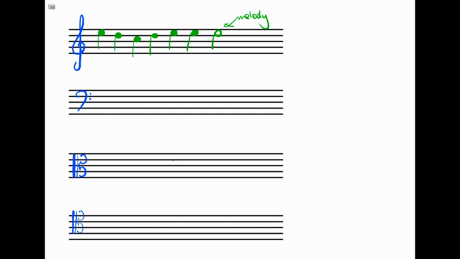Now we will add a harmony. A harmony accompanies a melody usually in a complementing way. Simply, a harmony is when multiple different pitched notes are played simultaneously.